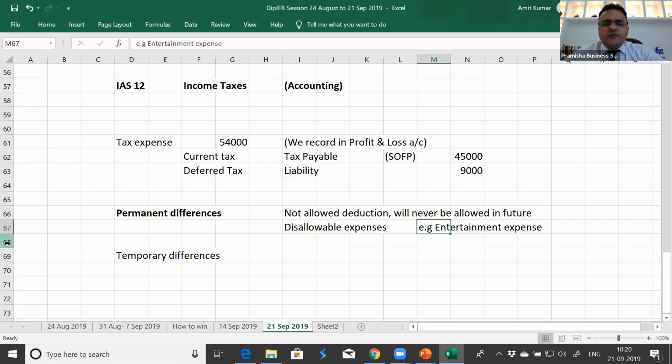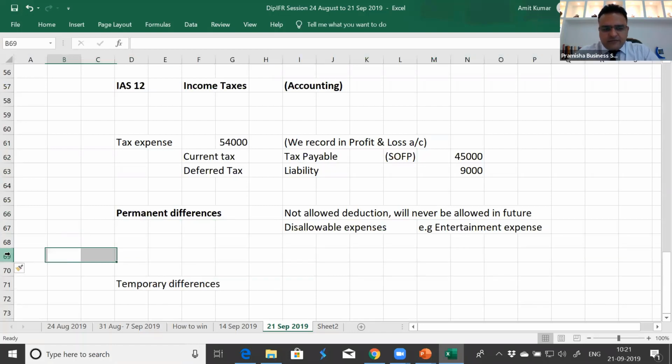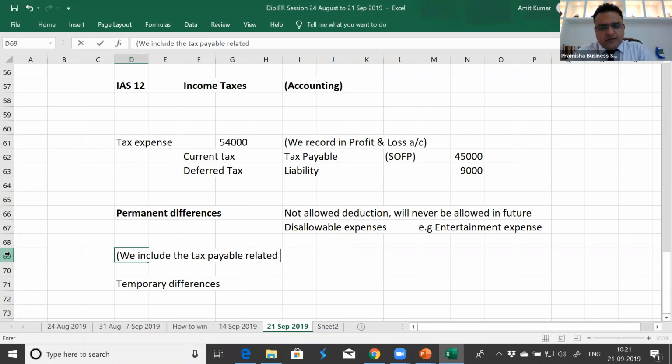So there's no chance of reducing this as part of income even in future. So permanent differences we record immediately. We include the tax payable related to them immediately because there is no chance of reversal in future.